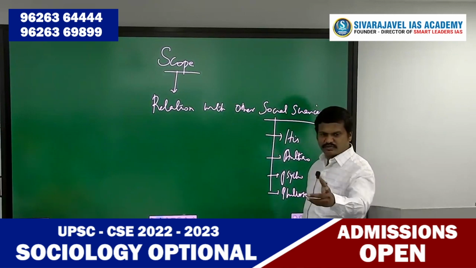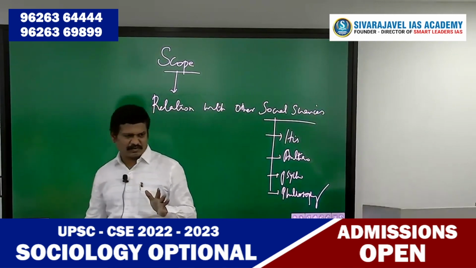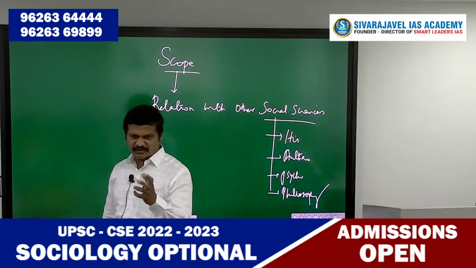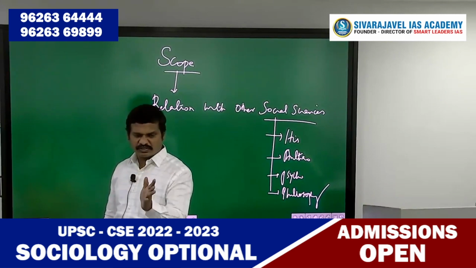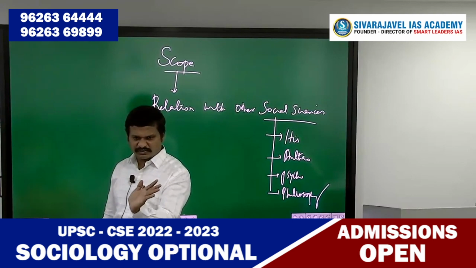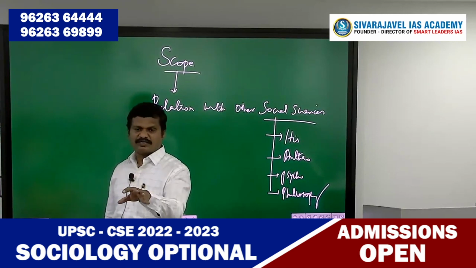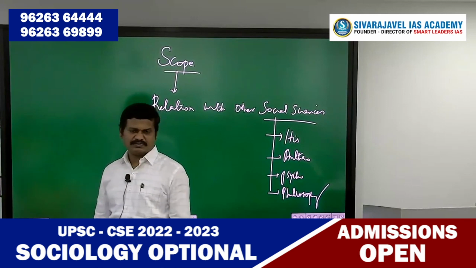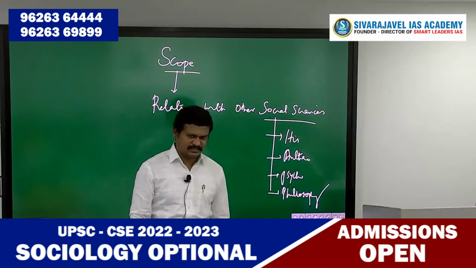When you relate sociology with other social sciences, you get a complete picture of society. Adding psychology to sociology, you get to know sociology from the psychological dimension also. Sociology from the anthropological dimension, the historical dimension, the philosophical dimension. So sociology, when combined with other subjects, gives you an even more comprehensive understanding of society. So how far is it connected to other social sciences?